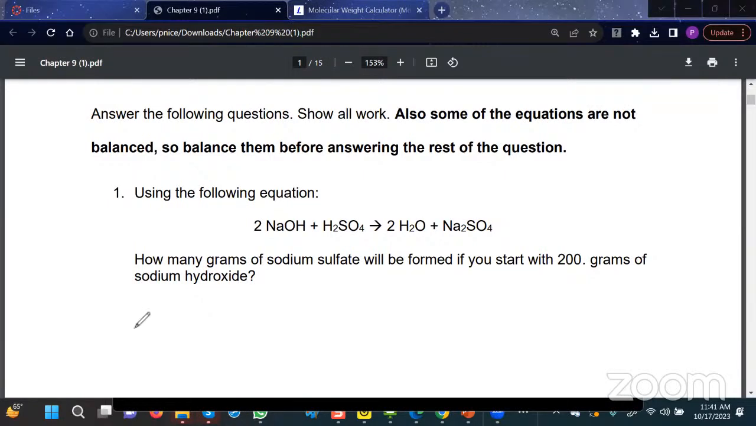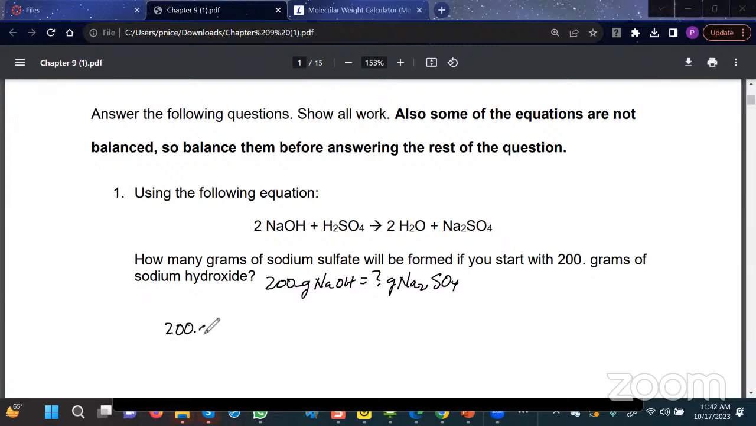Okay, and it says how many grams of sodium sulfate will be formed if you start with 200 grams of sodium hydroxide, all right? So you're given 200 grams of sodium hydroxide, and you're asked to find out the grams of sodium sulfate. All right? Okay, so what's the first step? Convert the grams to moles.